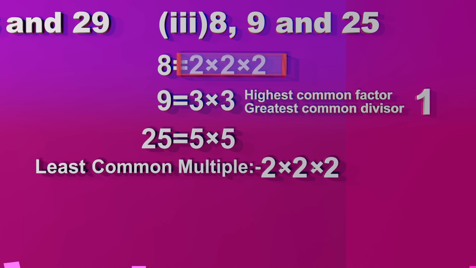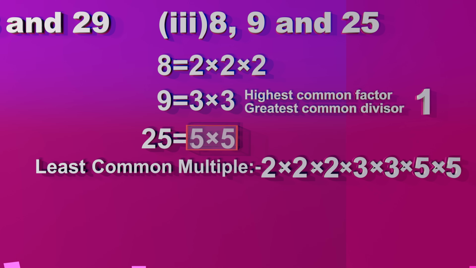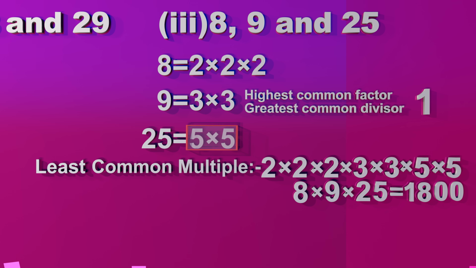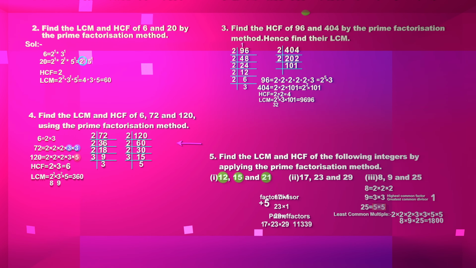We can write it as 2 into 2 into 2. Also 3 is 2 times, so we will take it, and we will take 5 2 times. If you see, we have just taken 8, 9 and 25. We get 1800 by multiplying them. That means their LCM is 1800.